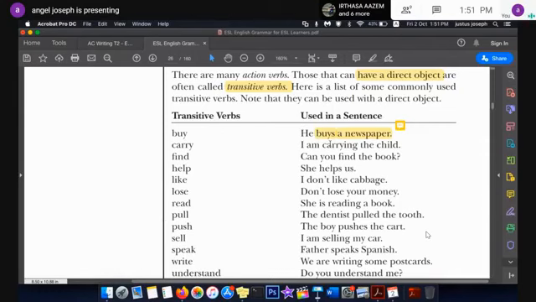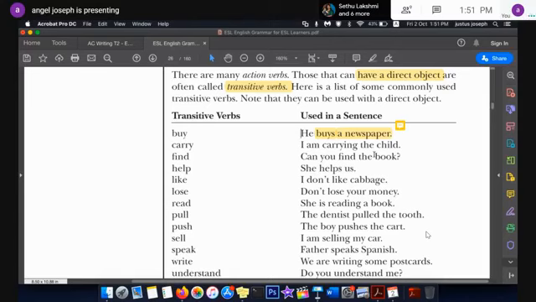On the right, you can see the usage. He buys a newspaper. Here the verb is buys. What did he buy? That's the direct object, a newspaper. So the verb is directly linked with the direct object, and this verb is called a transitive verb. That's all. I'm sure most of us know how to write sentences like this. That's not a big deal for any of us here. Let's look at a few more and we will move on to the next type.